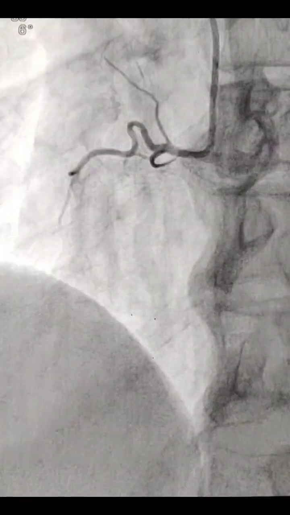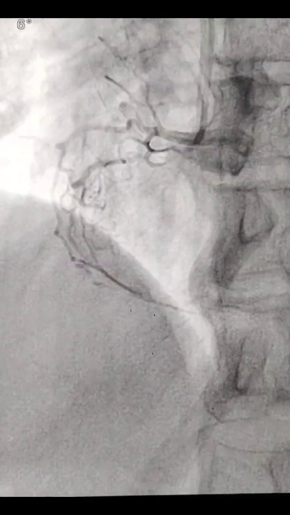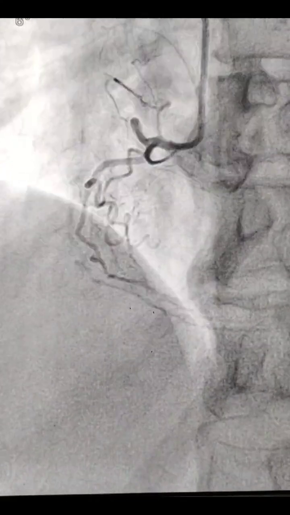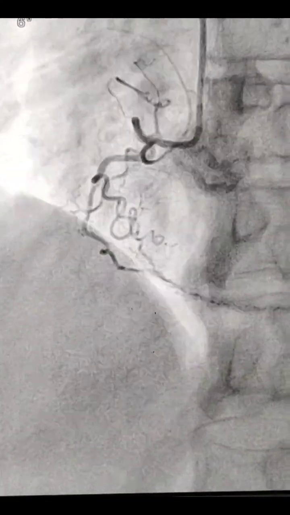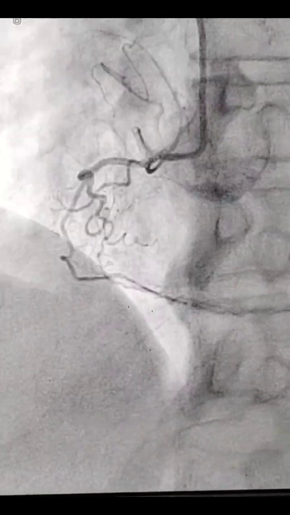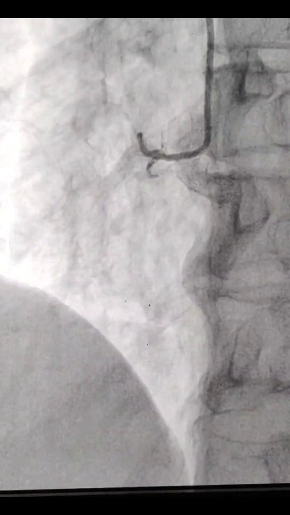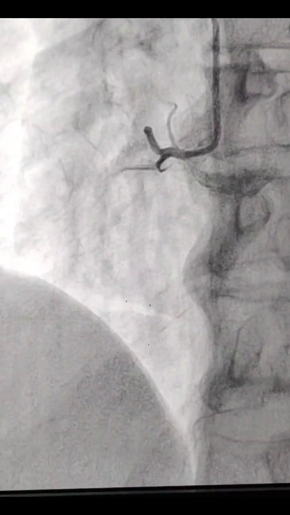So this is the difference between the non-dominant and dominant RCA, wherein the dominant RCA gives rise to the PDA and supplies the large inferior portion of the heart. So this video is to show the dominant RCA, non-dominant RCA, dominant LCX, non-dominant LCX. Thank you.